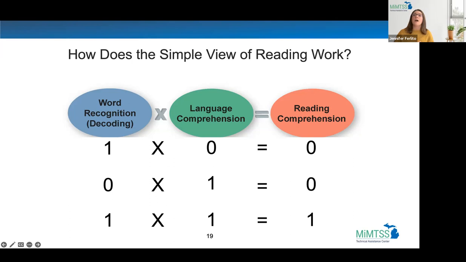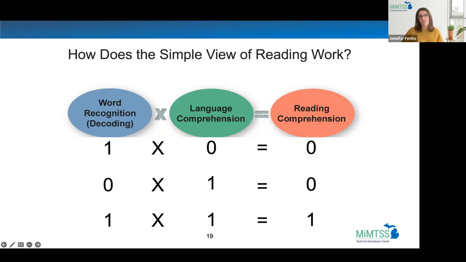But we should remember that these skills are not only important for young children, right? If we are working with a student who is older, who is struggling with reading comprehension, we should be investigating what is going on within their word recognition skills or within their language skills, right? So the simple view of reading serves as a framework for what we teach, what we assess, and ultimately how we're determining if a student is struggling, if they're not comprehending.